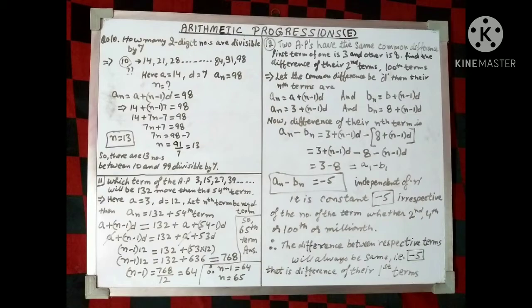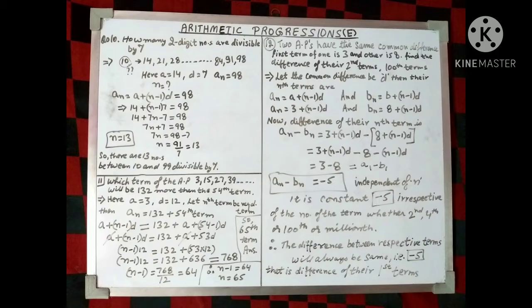Now see question number 12, one of the most important questions, right? The question is, if two APs have the same common difference, the first term of one is 3 and the first term of the second AP is 8, then find the difference of their second terms or their 100th terms, right? So we will proceed as follows.